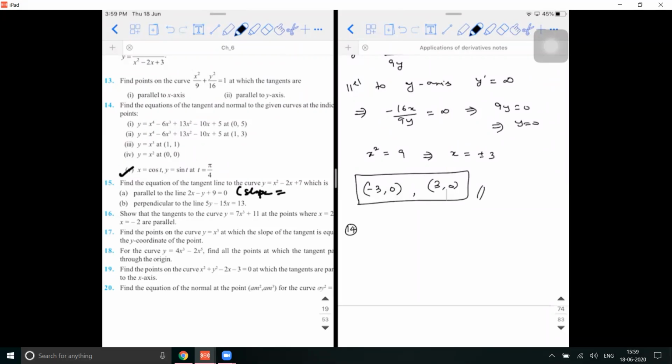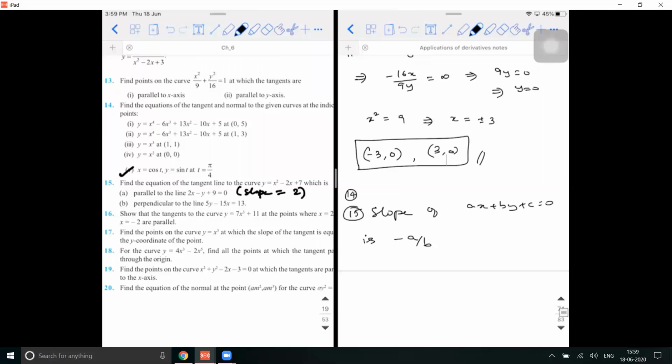Slope is 2. For those who don't remember, the slope of ax plus by plus c is equal to 0 is minus a by b, that is, the negative of the coefficient of x divided by the coefficient of y.